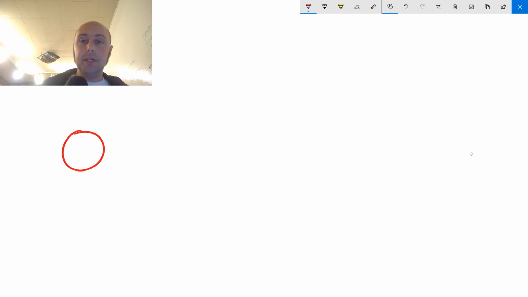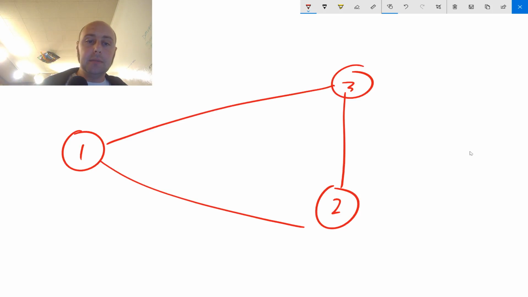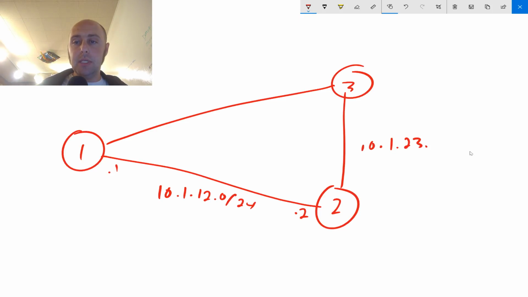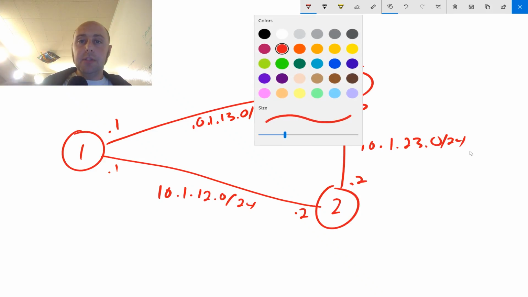So again, I just have one router here and another router. This is 1, 2, and 3. They are all directly connected. And this is 10.1.12.0/24. This is the .1, the .2. This is 10.1.23.0/24. This is the .2. This is the .3. This is 10.1.13.0/24. This is the .1. That's the .3. Here, let's see if I can do another color.